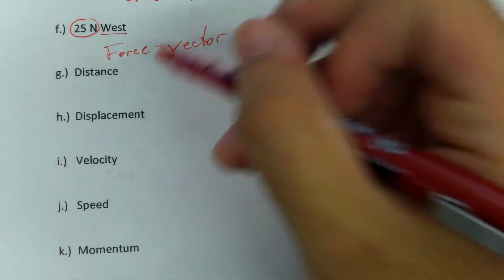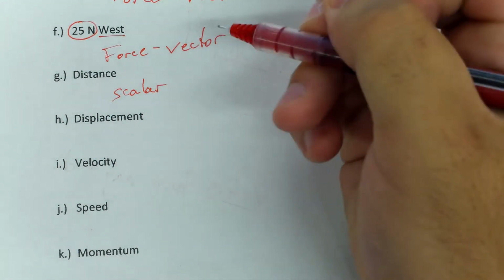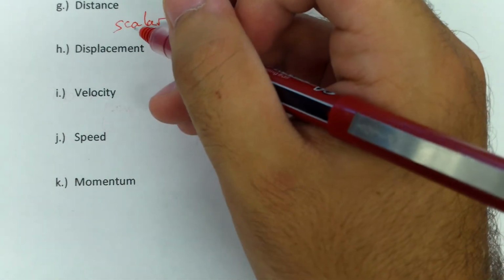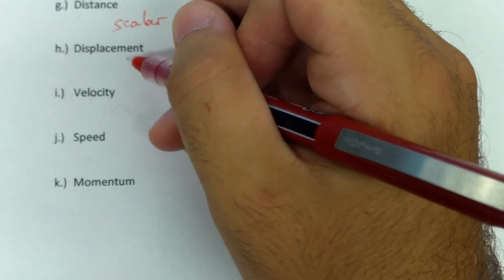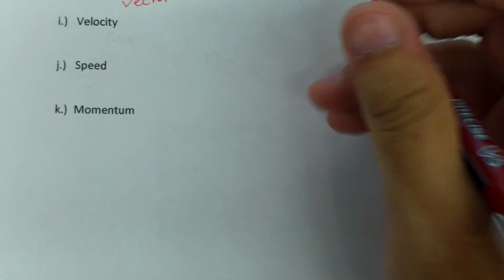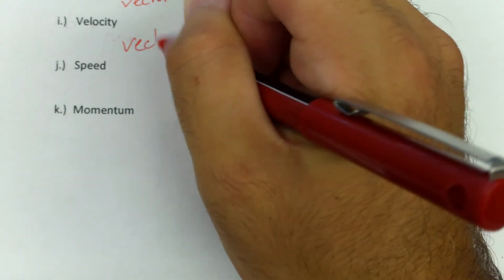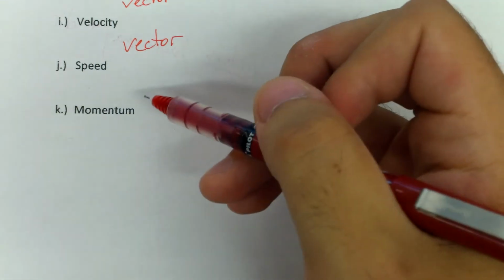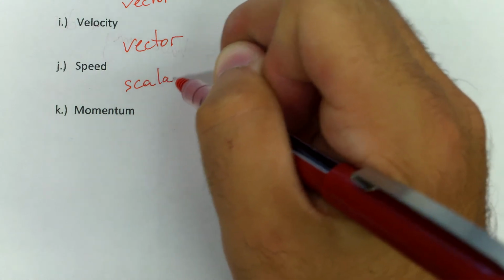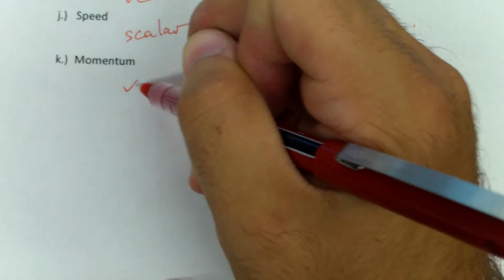All right, for part G, G is distance. Distance is a scalar. Displacement is very similar to distance. They both measure how far something travels, just in slightly different ways. Displacement is a vector. Okay, moving on to letter I. Velocity, how fast something travels, with a direction is a vector. J is speed, how fast something travels without a direction. This is scalar. And finally, K is momentum. Momentum we have defined as a vector.